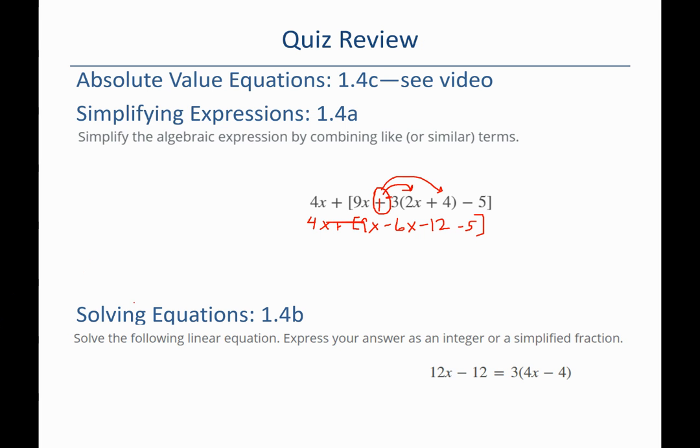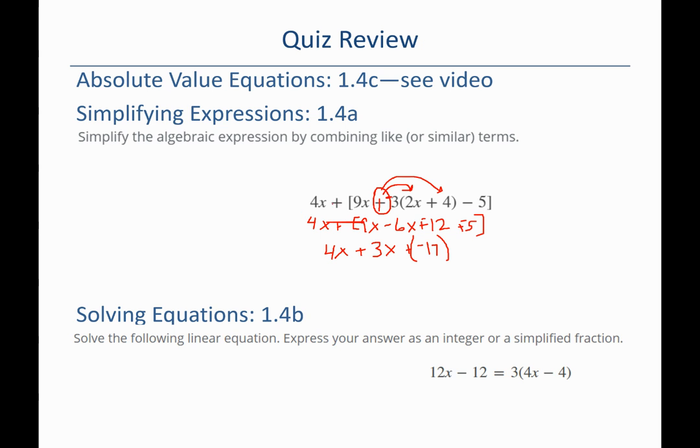And then once you're done with that, now I need to combine my like terms inside my braces, my brackets. So I'm going to look in here. I have a 9x minus 6x. That gives me 3x there. I have a negative 12 or a minus 12 minus 5. So this is like a plus negative 12 plus negative 5. So a negative 12 and a negative 5 give me a negative 17. So again, you can rewrite it as plus negative 17, or you can just write it as minus 17.